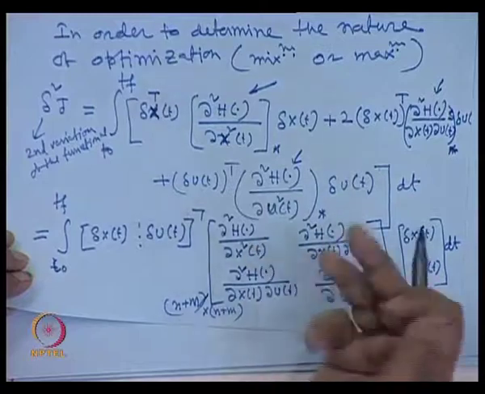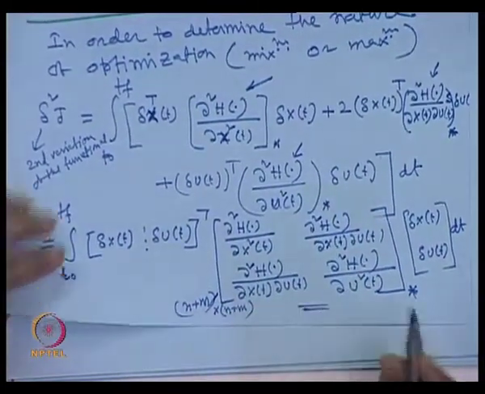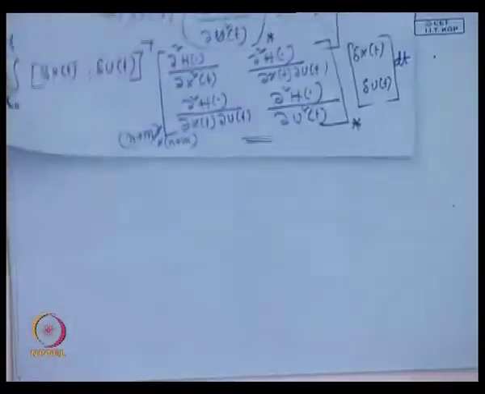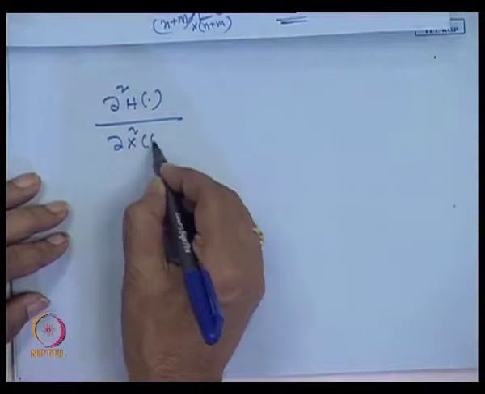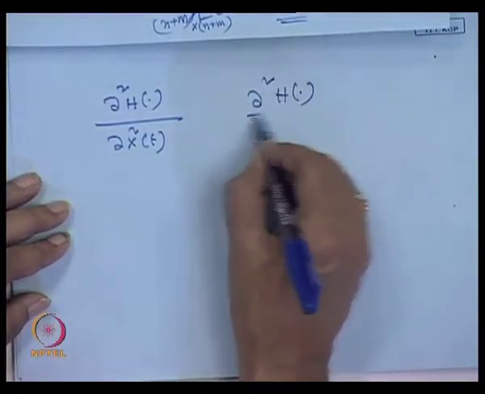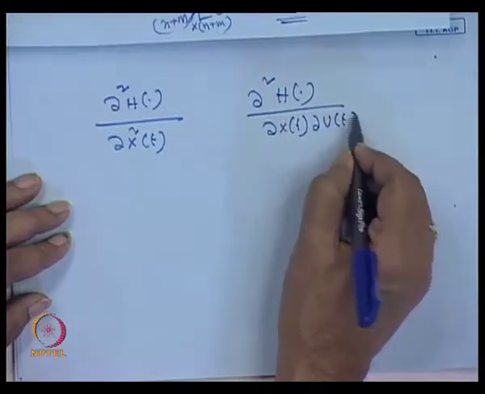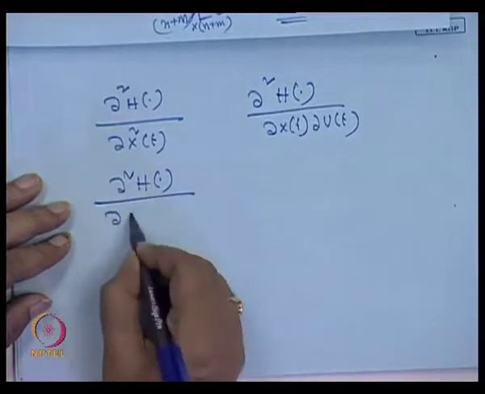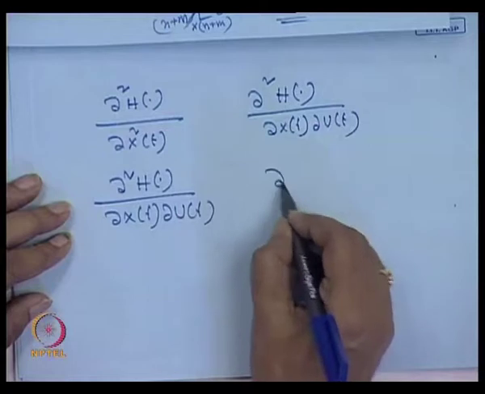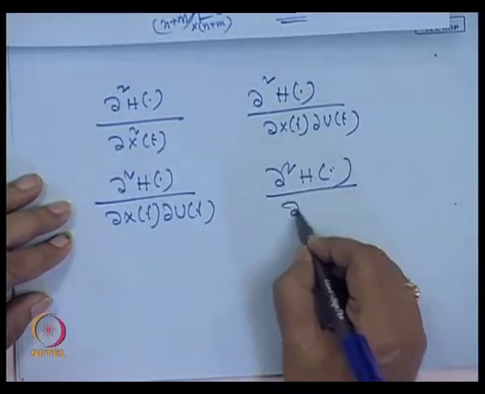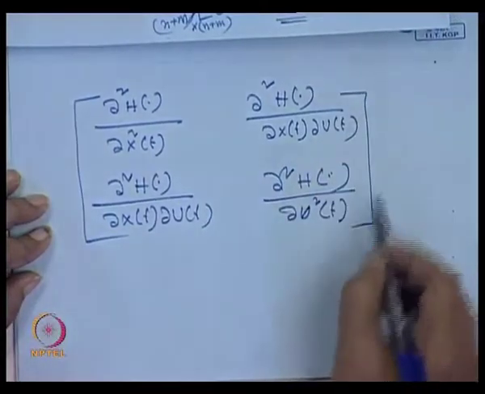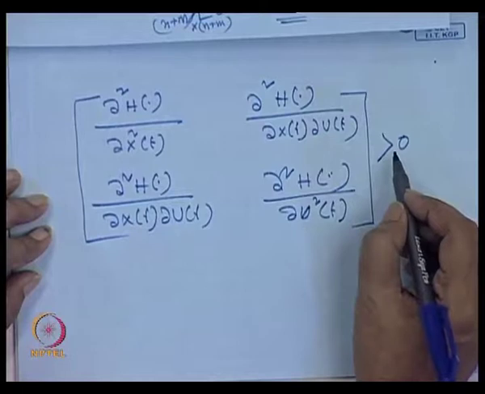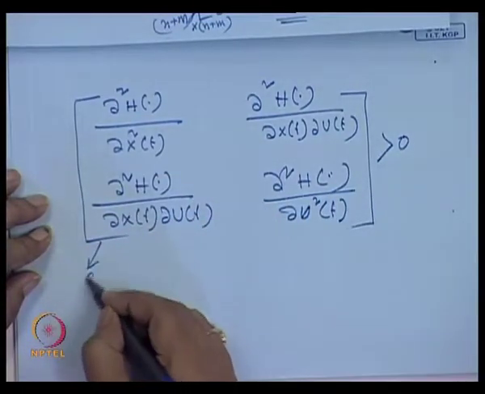Once you solve for the optimal trajectory, in order to check whether the functional is a minimum or a maximum, to show the nature of the optimization, we use this matrix, the Hessian matrix: del square h del x square of t, del square h del x of t del u of t, del square h del x of t del u of t, and del square h del u square of t. This matrix is a symmetric matrix.